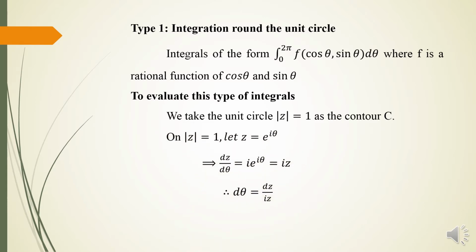So, for mod z equal to 1, let me take z equal to e power i theta and differentiate with respect to theta. We get dz by d theta, that is i into e power i theta, that is i z. From this, d theta equals dz by iz. And cos theta is obtained as e power i theta plus e power minus i theta divided by 2. If we substitute e power i theta as z and e power minus i theta as 1 by z, we get cos theta as z square plus 1 divided by 2z.